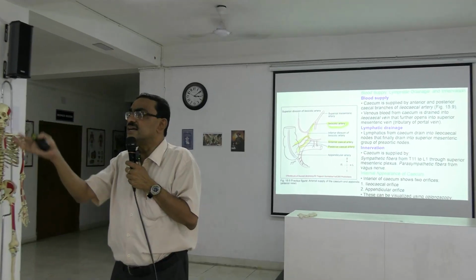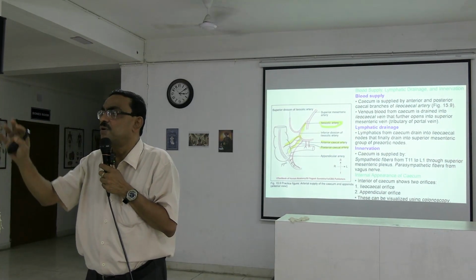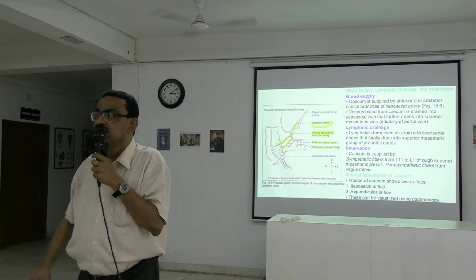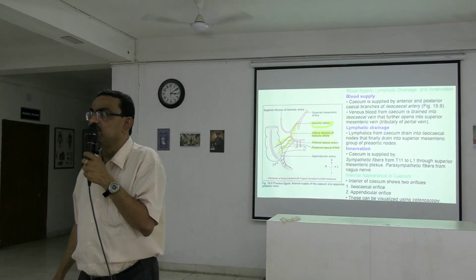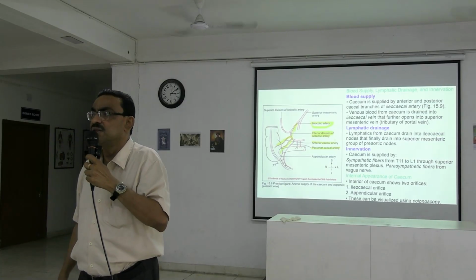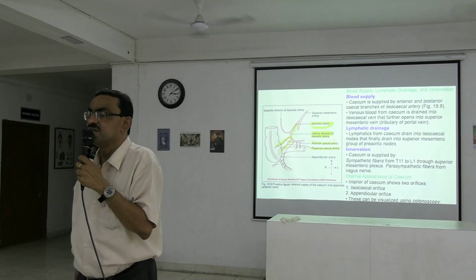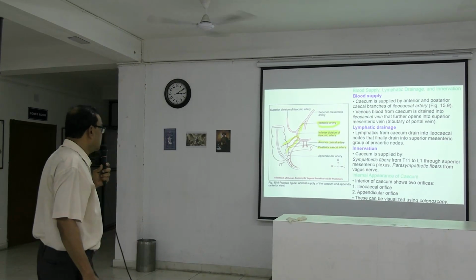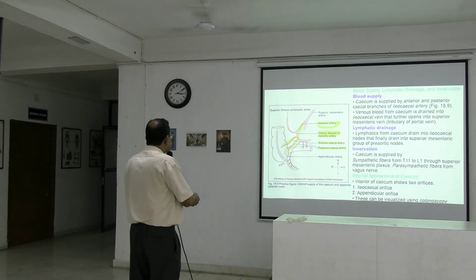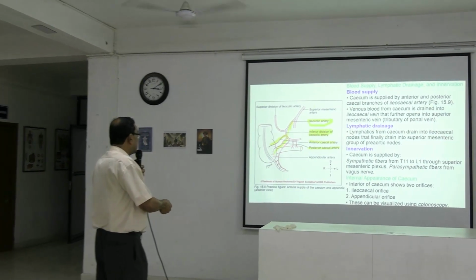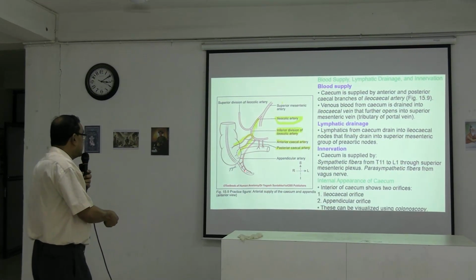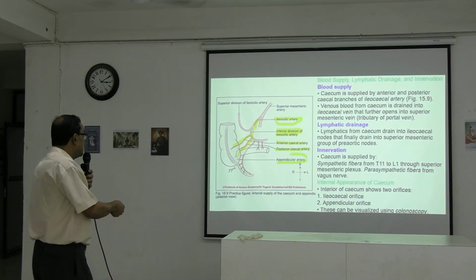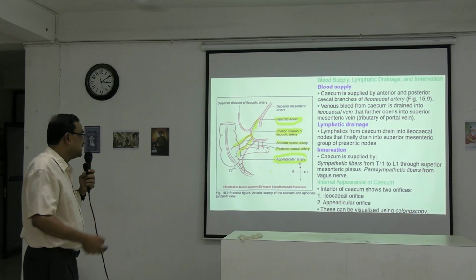What is the peritoneal relation? It is covered by the peritoneum from all sides. In a few percent, a fold of peritoneum is present, and a part of the posterior wall of the cecum is free from the peritoneum. So this is the arterial supply: the anterior and the posterior cecal arteries. And also we can find another artery, the appendicular branch from the ileocolic artery, which supplies the appendix.